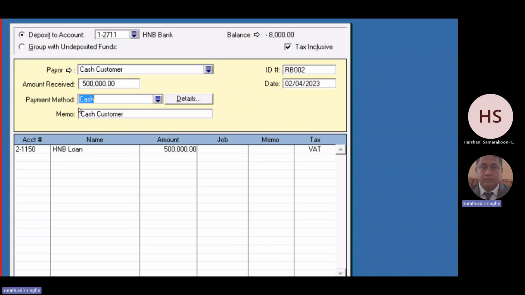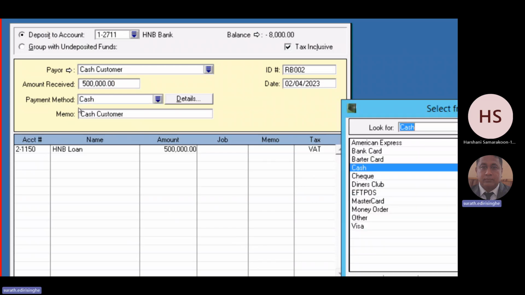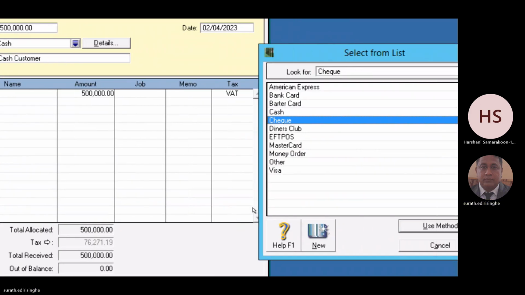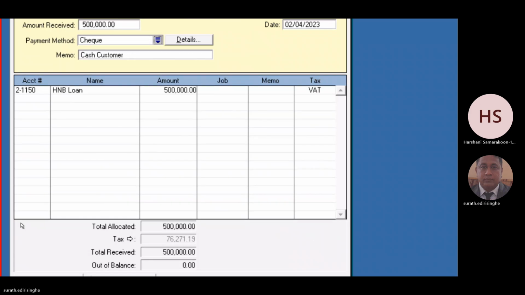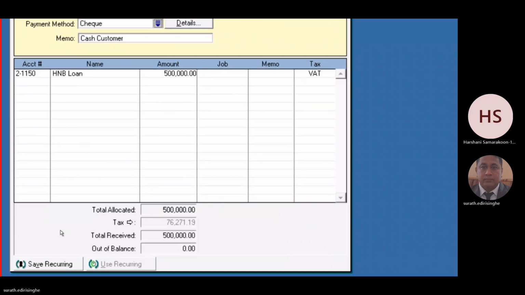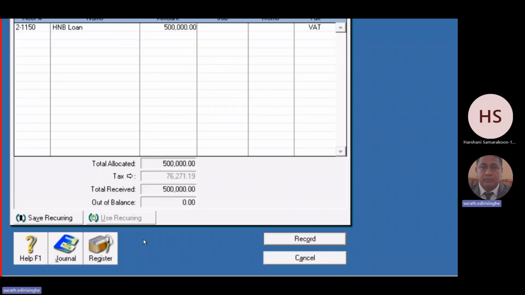Not payment method cash, check method. Not actually check transfer, no. It's a transfer. Bank transfer. Then you can create the method, bank transfer method. Now okay. Record.